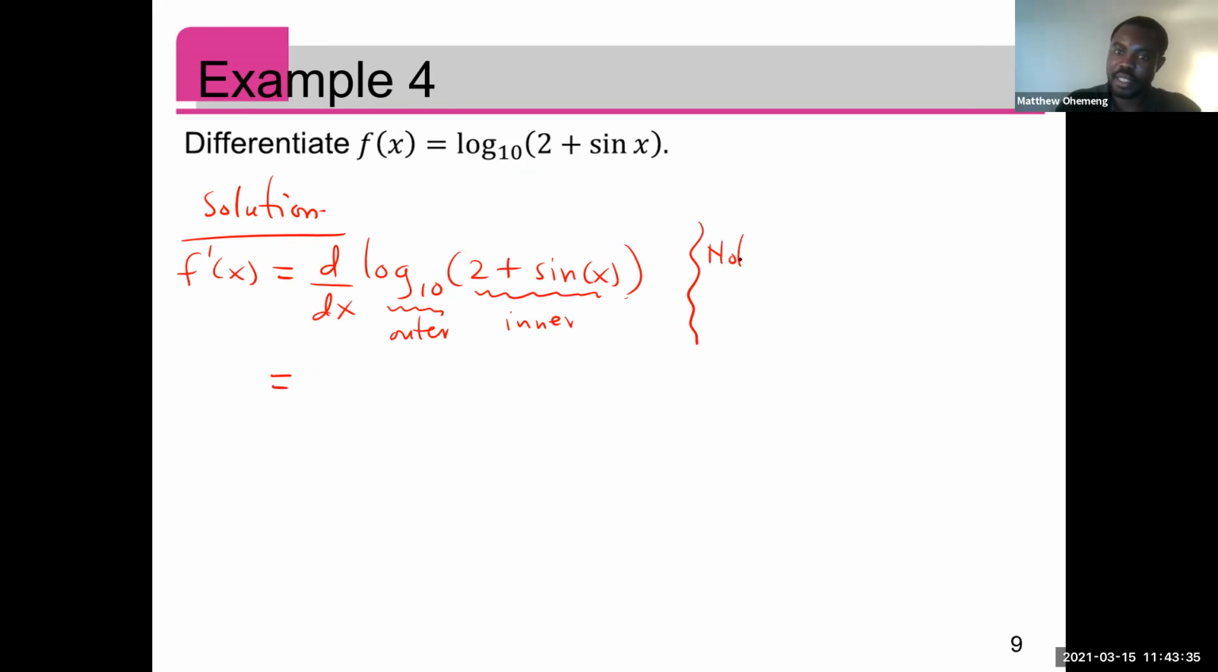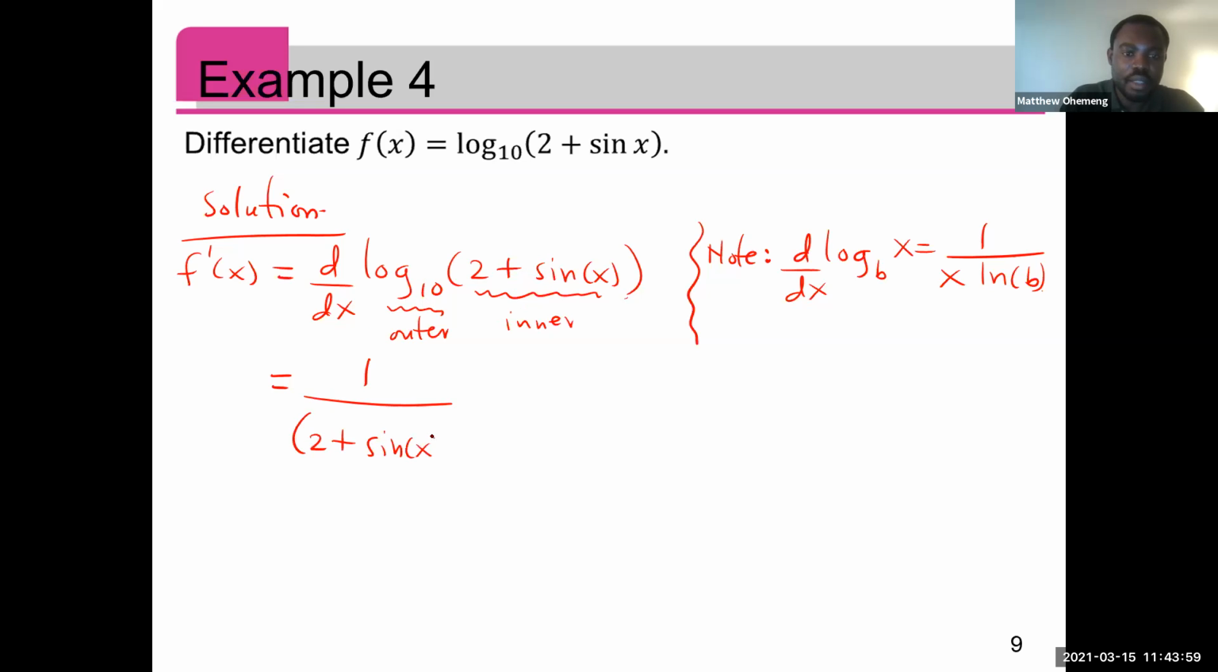But note that we just obtained this derivative. The derivative of, oh no. So d over dx of what? Log base b of x is equal to what? 1 over x ln of b. So with this in mind, the derivative of the outer function will be what? 1 over x, but we don't write the x. We have to plug in the inner function. So that will be 1 over 2 plus sine of x, and then ln of what? 10, times the derivative of what? The inner function. So that'll be the derivative of 2 plus sine of x.